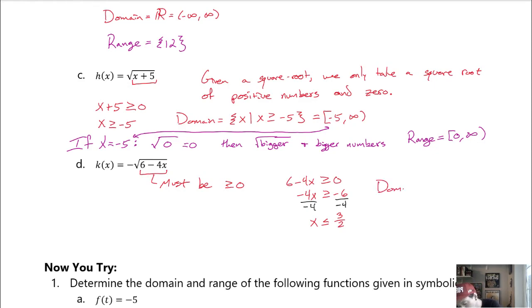So my domain is all the numbers from negative infinity up to positive 3 halves, including positive 3 halves.